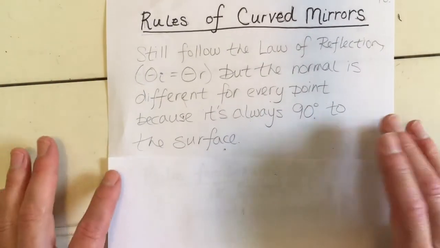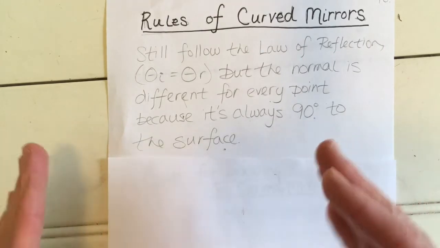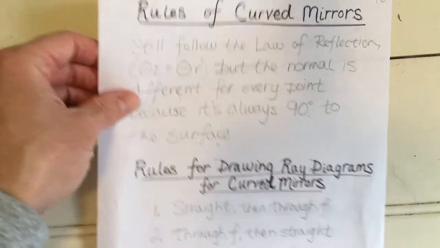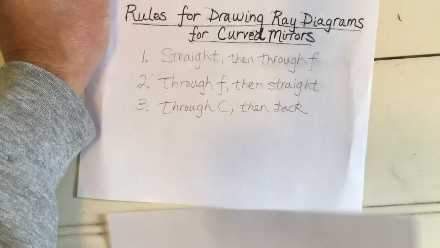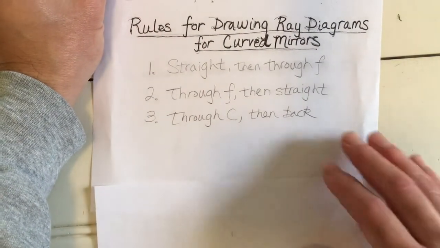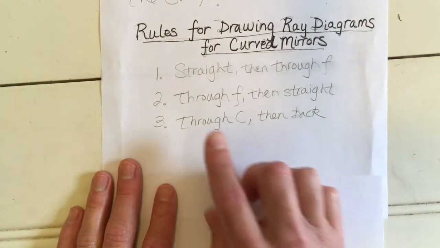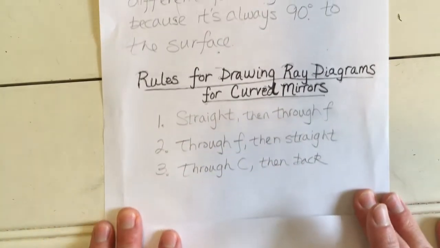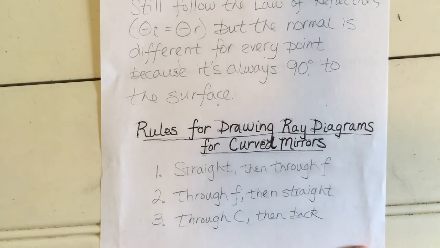So curved mirrors are going to have some interesting images, but notice that theta I still equals theta R, but the normal is different at every point because it's always 90 degrees to the surface. So here are our rules here. So the rules for drawing ray diagrams for curved mirrors. Just go ahead and write this down, and then we'll talk about it here with some examples.